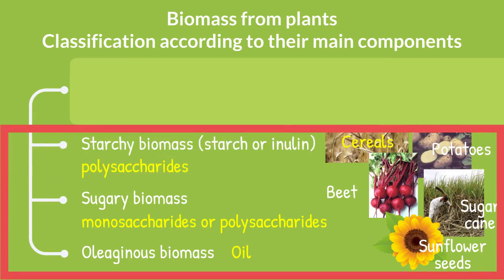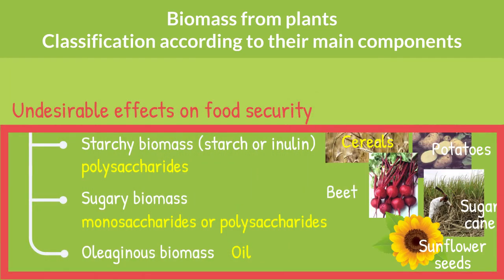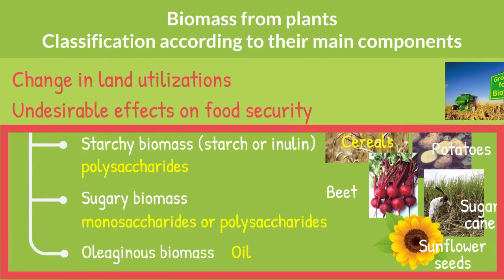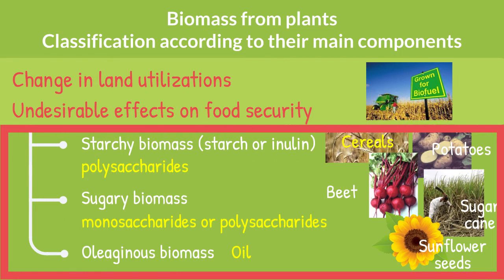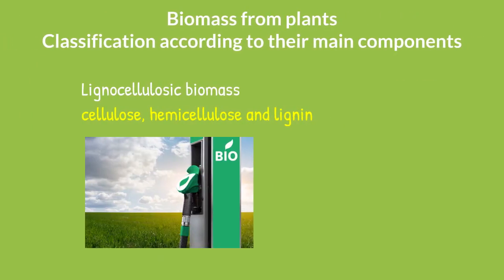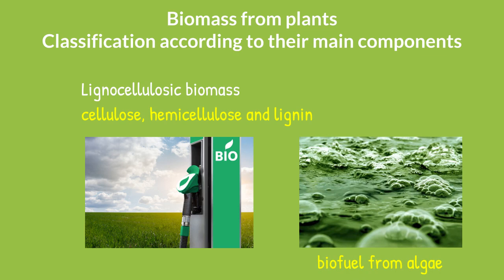One of the drawbacks of some of these plants is that they can compete in the food market and endanger food security in poor countries. Using these plants to obtain energy implies a change in land use. Second-generation fuels are produced from lignocellulosic materials, avoiding the impact on the availability and price of food. Third-generation fuels are those produced from algae.